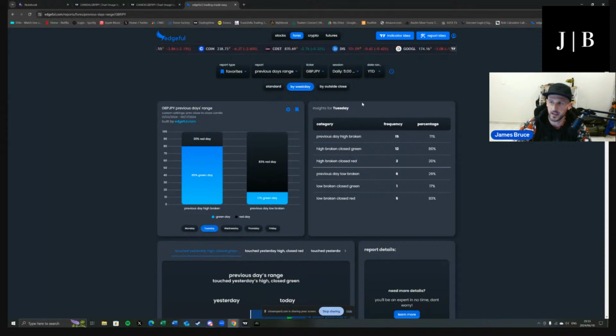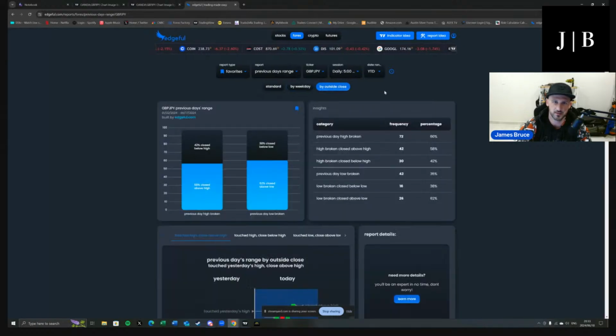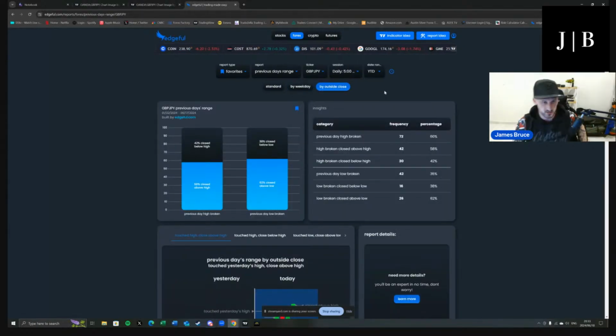But something that's cool about Edge Fill is they've actually added this feature here about outside close. So what does this mean? Year to date on GJ, if we take out the previous day's high, we have a 58% chance of actually closing above that previous day's high. And vice versa for shorts, if we take out the previous day's low, we've got a 62% chance of closing below that previous day's low.